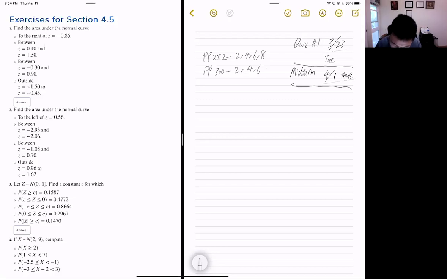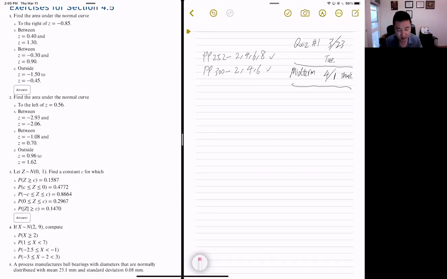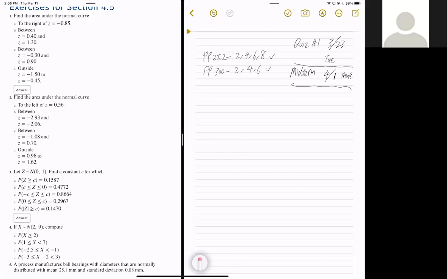We have 7 questions remaining for chapter 4. The first one is page 252, question number 2. This is finding the areas under the normal curve. We use table 8.2, which is also called the Z table, to calculate the probability.